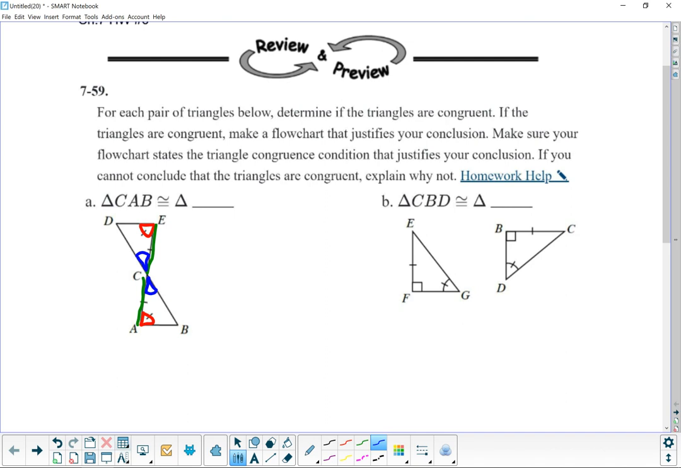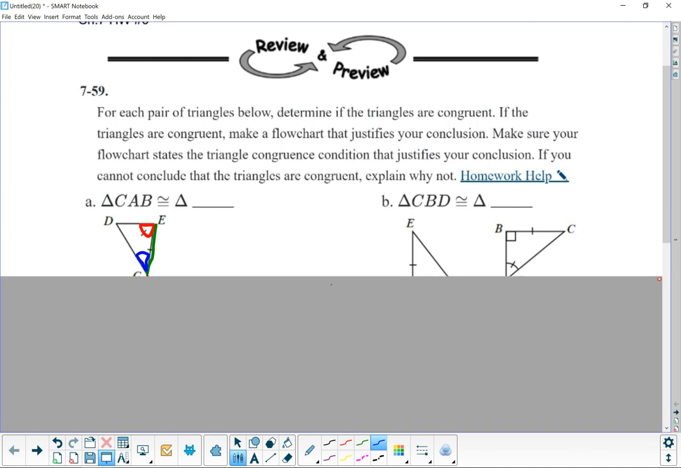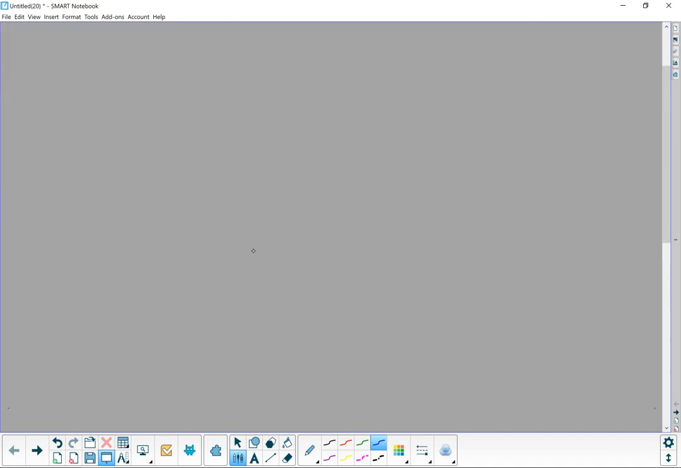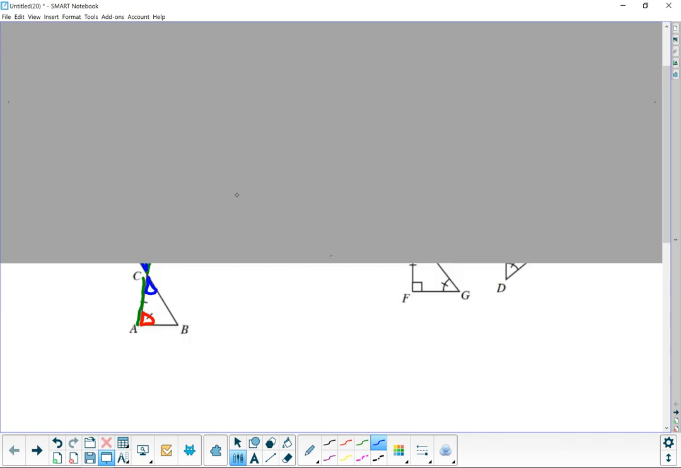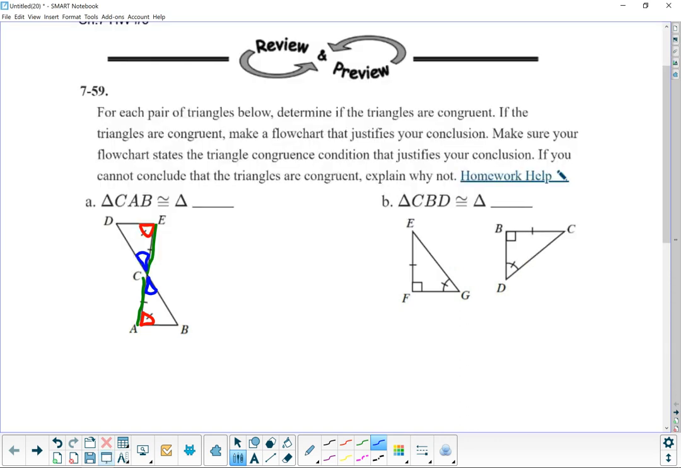So by looking at that, let's look at the top triangle. The top triangle, we have a red angle, a green side, and a blue angle. So that's an angle, side, angle. And if you look at the bottom triangle, you have the same thing: red angle, green side, and blue angle. We have angle, side, angle, which means they both match, and now they are congruent.